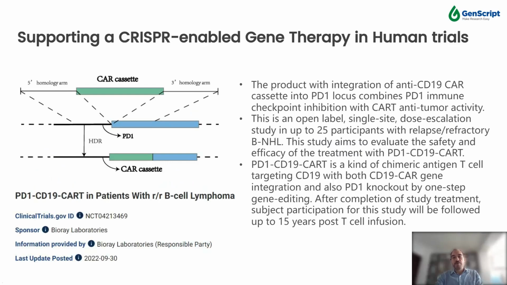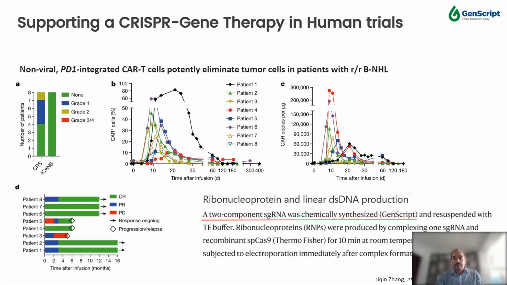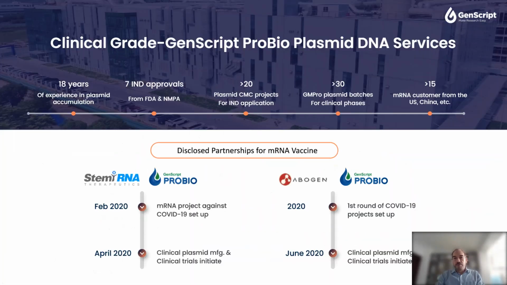This is just one example of a case study with a company we supported for their human trials with our HgRNA. Bioarray laboratories were performing CRISPR-enabled gene therapy in humans with PD-1 CD19 CAR-T, and that was very successful, and they used our HgRNA for their human trials. This is another example with Professor Zhang performing human trials using the GenScript GMP-grade HgRNA synthesis for human trials.